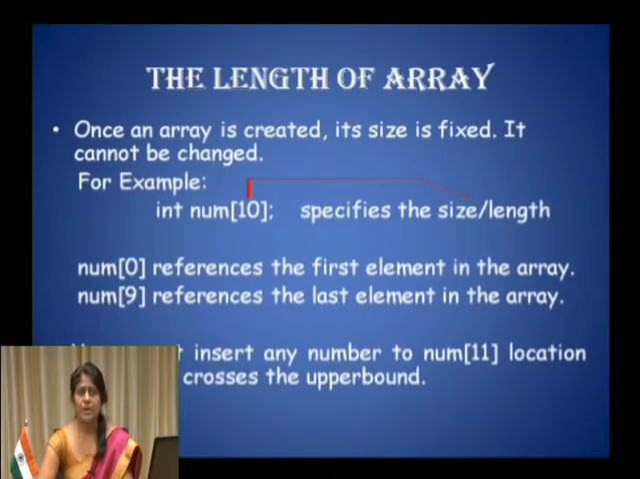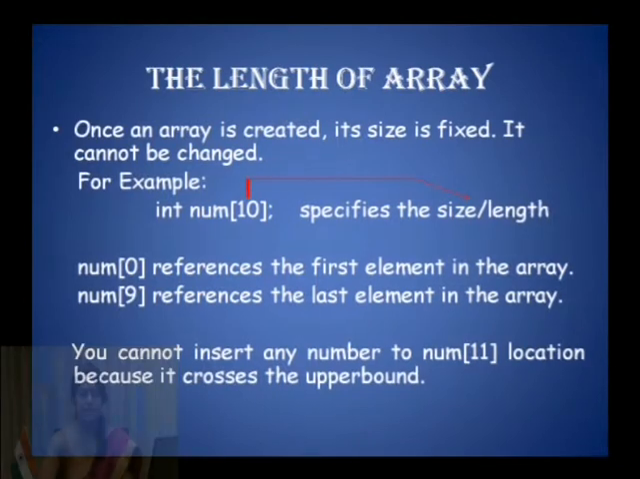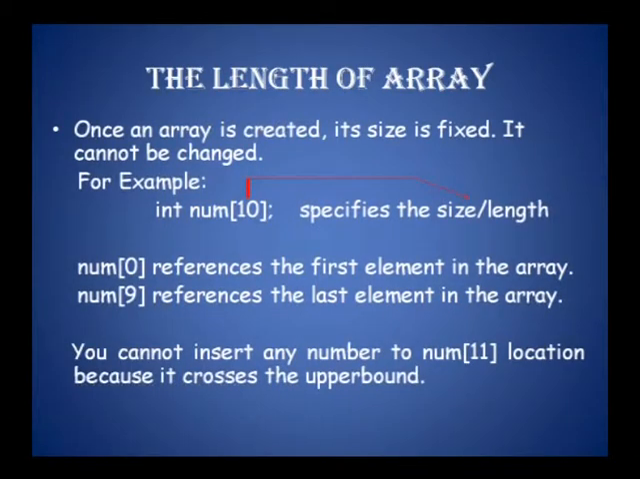Next, once an array is created, its size is always fixed, that is you cannot change the size of your array. So, when you say num is an array of 10, it means that you have an array called num with 10 elements. Now 10 is fixed to this array num. So, this 10 gives the size and length of the array.